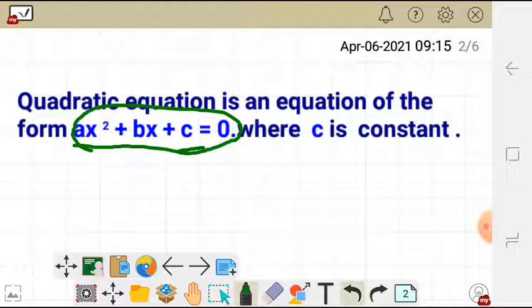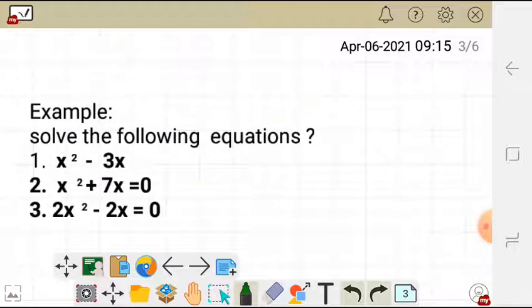Okay, so I have examples here. Let's look at how we can solve this kind of equation. My example says solve the following equations. The first example says x squared minus 3x equals 0. The second equation says x squared plus 7x equals 0. And the last question says 2x squared minus 2x equals 0. I'm going to show you how you can solve these equations step by step.